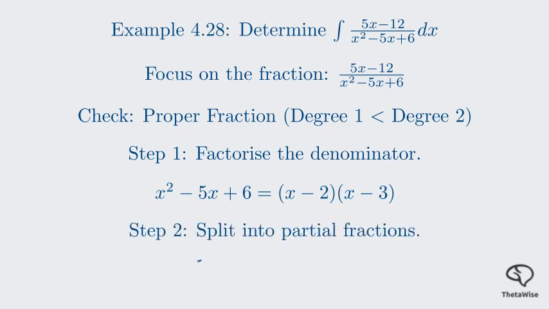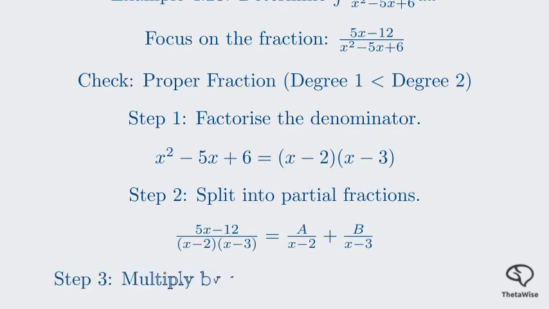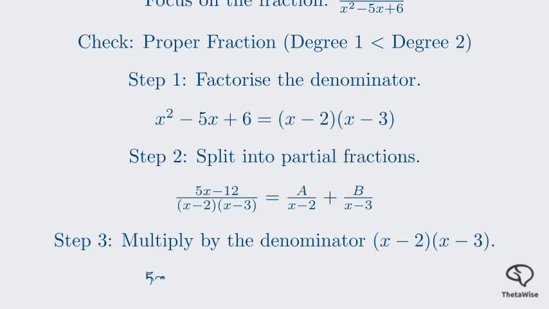Step 2 is to separate the fraction into its partial fraction form. Since we have two distinct linear factors in the denominator, the correct form is A/(x - 2) + B/(x - 3). Step 3 is to multiply both sides of this equation by the original denominator, (x - 2)(x - 3). On the left, everything cancels, leaving us with 5x - 12. On the right, the denominators cancel out with their respective factors, leaving us with A(x - 3) + B(x - 2).